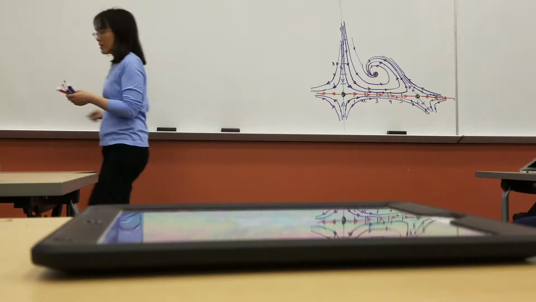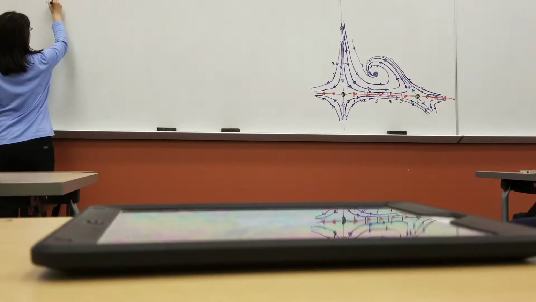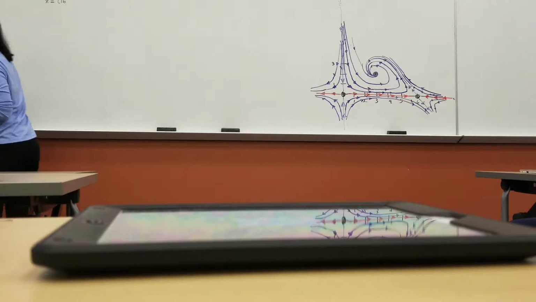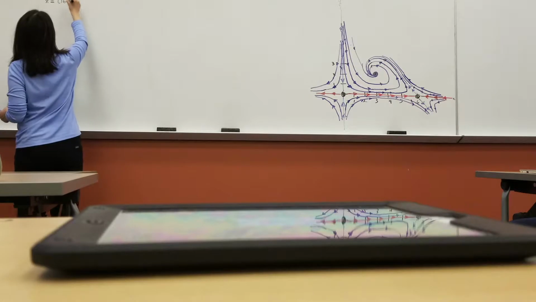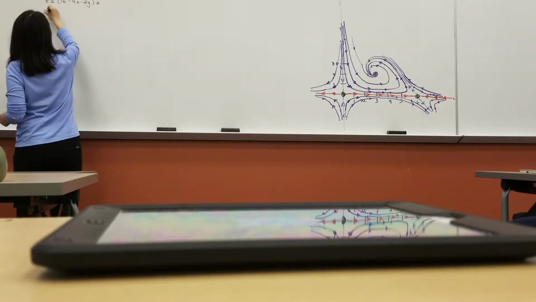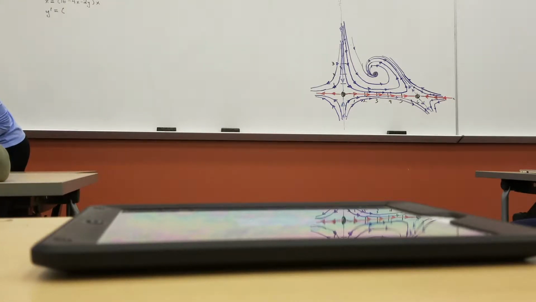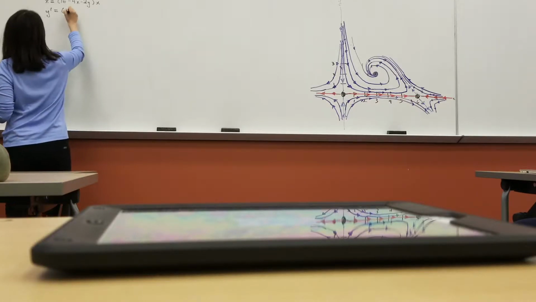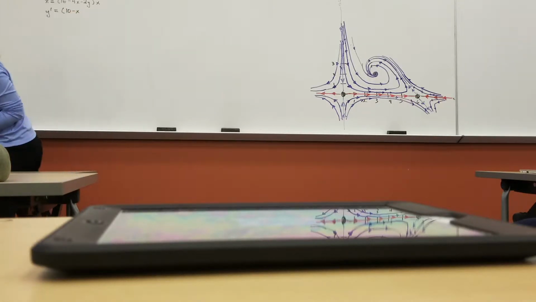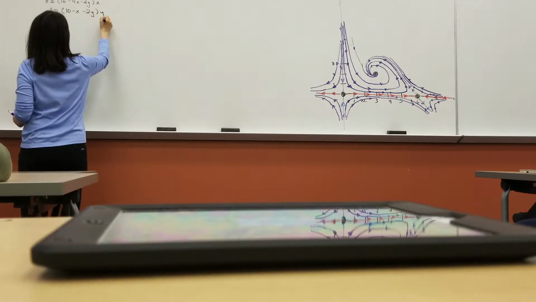Okay, so what we're going to do is let's look at, how about, x prime equals 16 minus 4x minus 2y, and then y prime equals 10 minus x minus 2y.